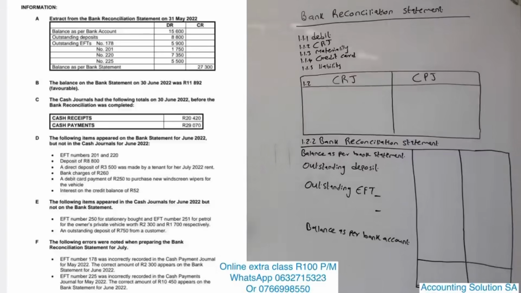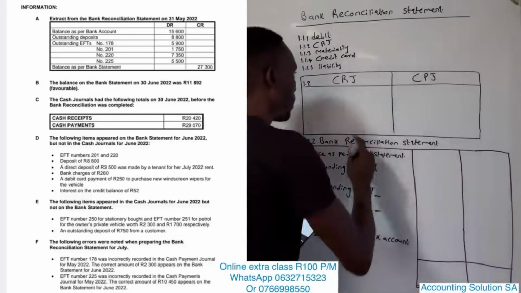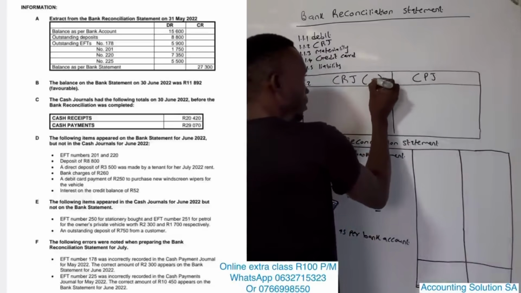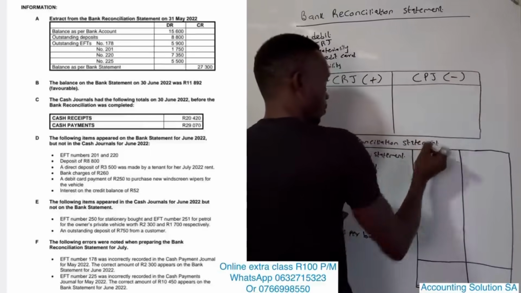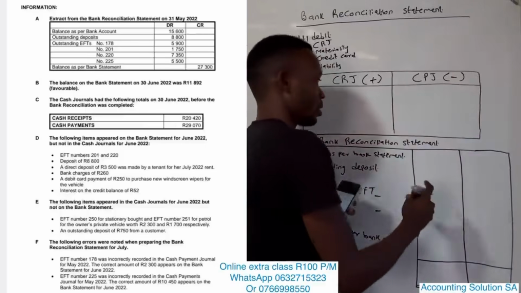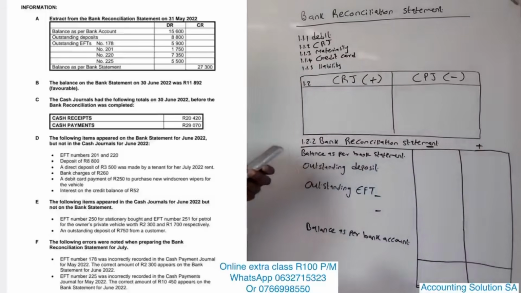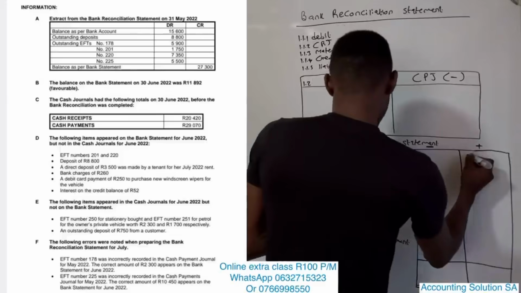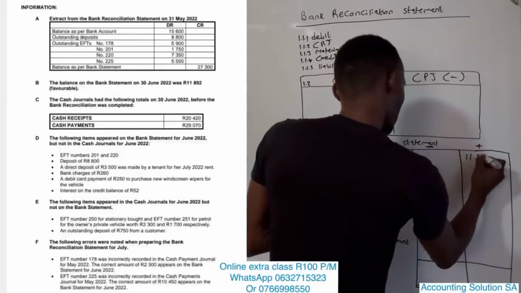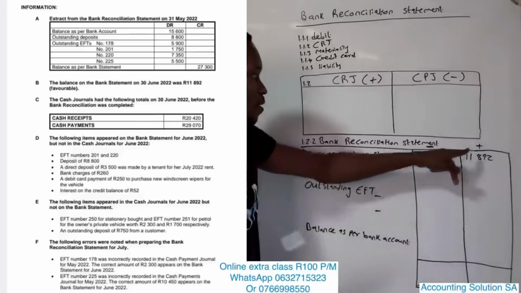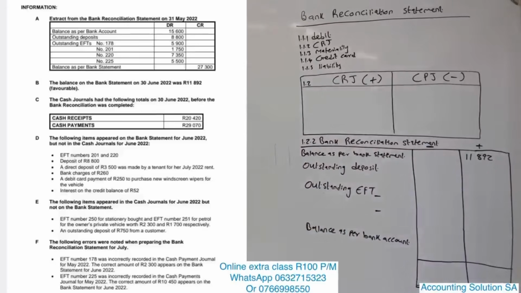on 30 June 2022 was 11,892, which is favorable. Remember, guys, when we prepare cash receipt and cash payment, this side is favorable, this side is unfavorable. And when it comes here, it does the opposite. This side is unfavorable and this side is favorable, which means that the balance we have for bank balance as per bank statement is the amount of 11,892. Why credit? Because it's favorable, and favorable on the statement is on the credit side, just like that. 1 mark for that. Okay.